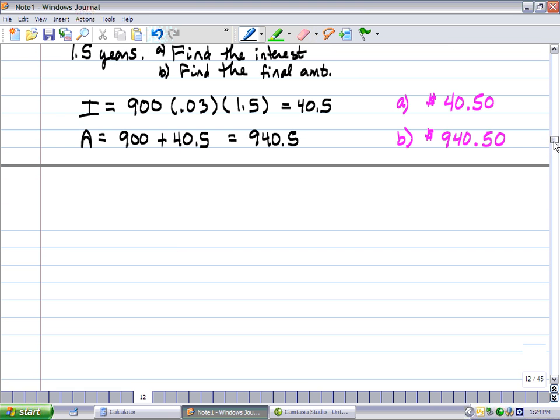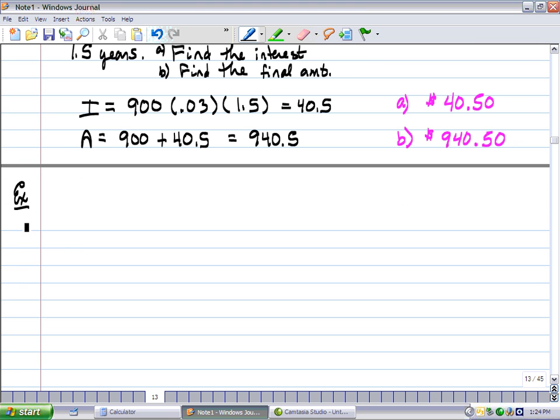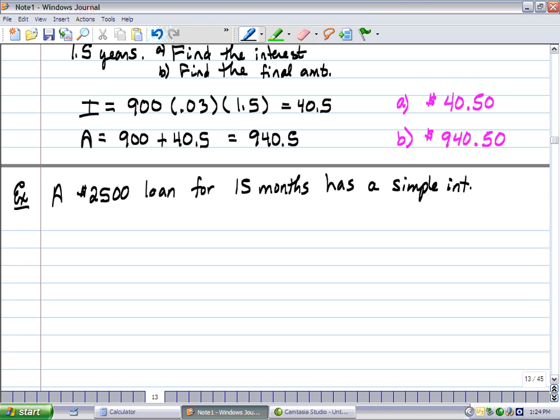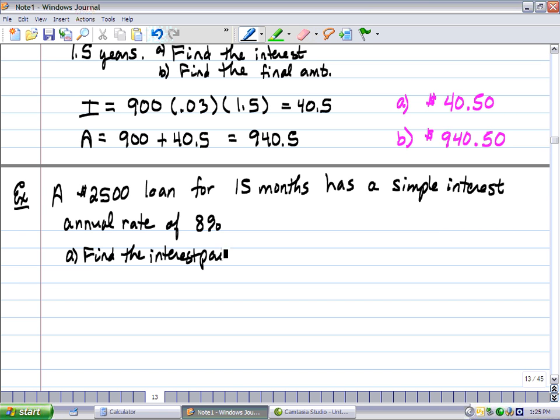Okay, let's do another example of that. A $2,500 loan for 15 months has a simple interest annual rate of 8%. A, find the interest paid, and B, find the total payback amount.